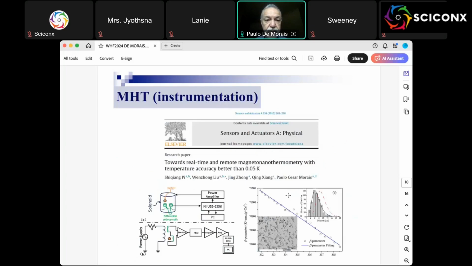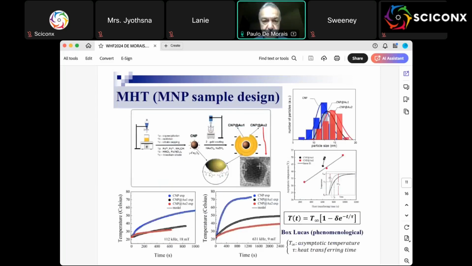So in terms of instrumentation, I would like to call your attention that the same magnetic nanoparticle you can use to perform magnetic hyperthermia, you can also use as a nano thermometer. So here is a paper showing how you can use the same magnetic nanoparticle to perform magnetic hyperthermia and also to extract the temperature precisely, with a precision better than 0.05 C. So in terms of sample design, let me show you one example.